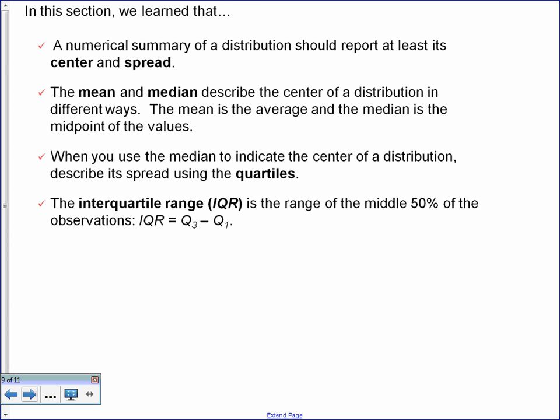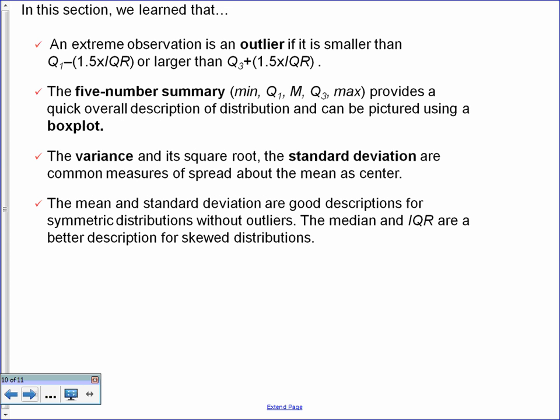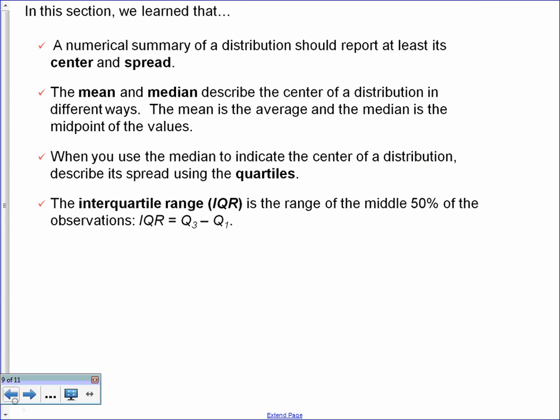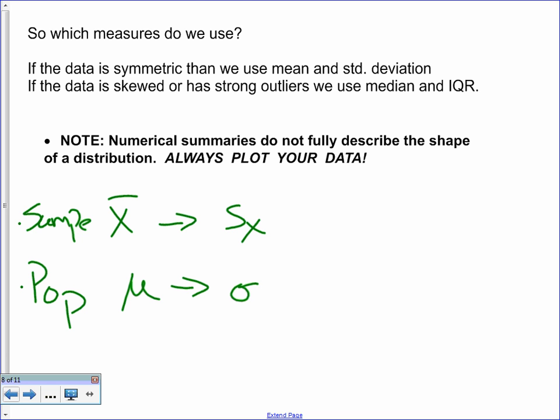So what we've learned is two different ways to do center and spread. We've learned mean and median, and which we should use. We learned about how to find the quartiles. We learned about the interquartile range. We learned about how to identify an outlier. We identified how to create the 5-number summary, and then how we can show the 5-number summary using a box plot. We learned today about variance and its square root, the standard deviation. And, you know, we learned that back here, which I think is what you use.